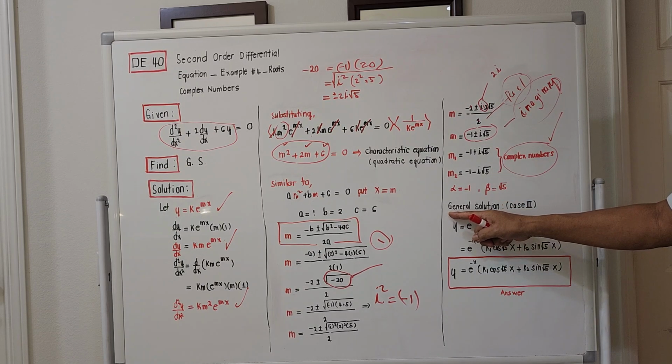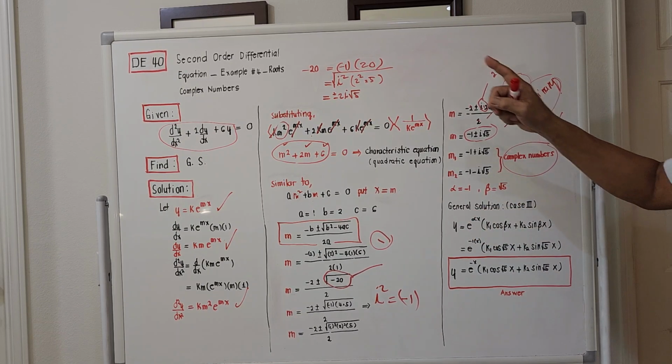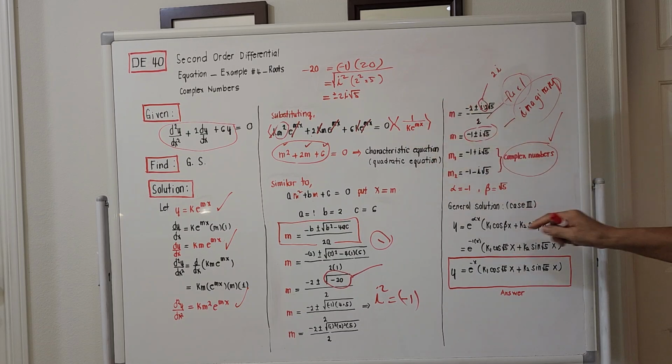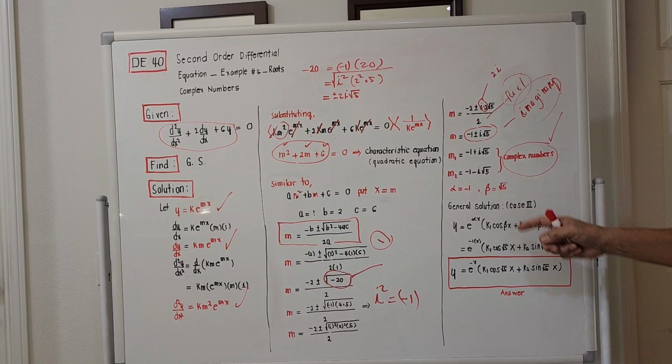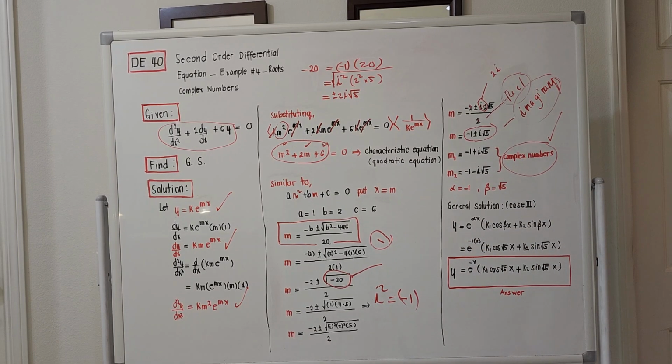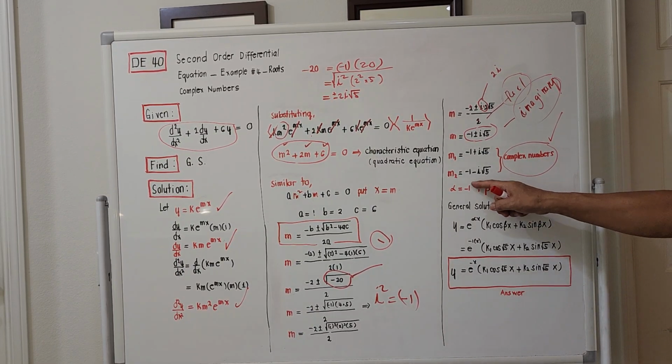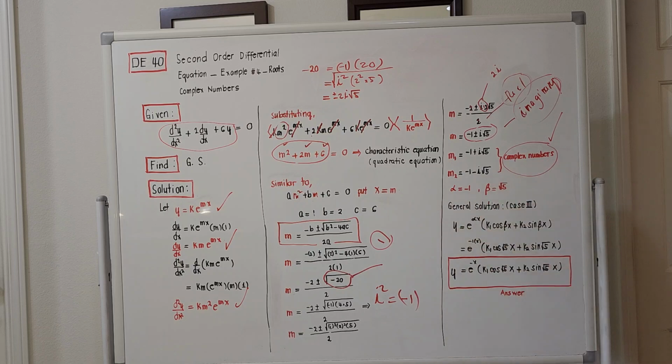So this falls under the general solution of second order differential equation under case number 3. That is y is equal to e raised to alpha x times the quantity K1 cosine of beta x plus K2 sine of beta x. It is just a matter of substitution now. Okay? We now know alpha and beta. It's just a matter of substitution.